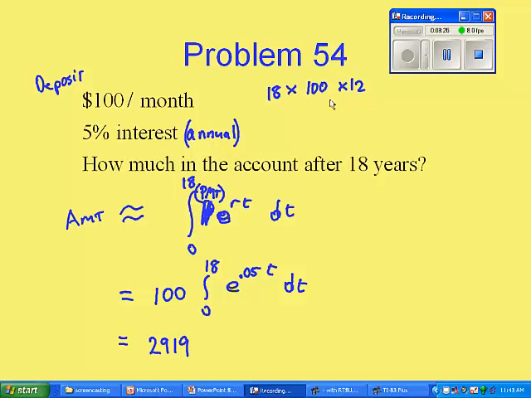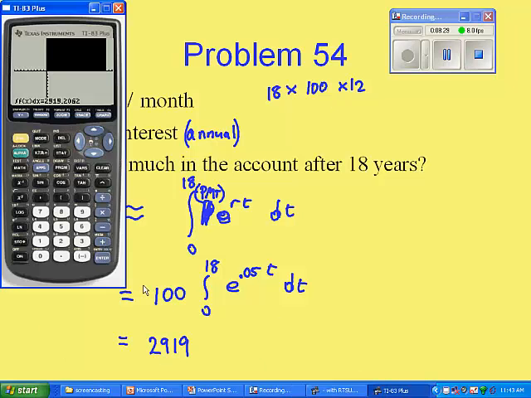Whereas if I just did the 18 times 12 times 100, let's see what that would have given me to compare. Uh-oh. What's wrong here?